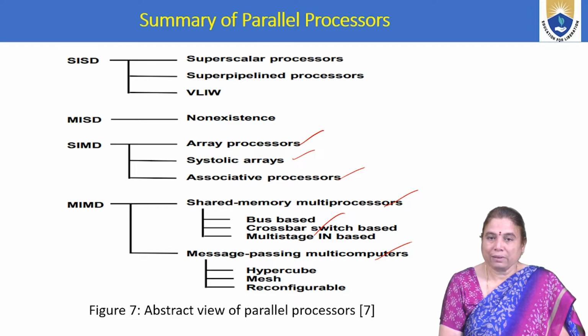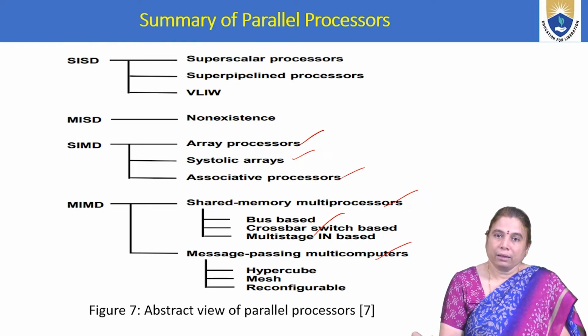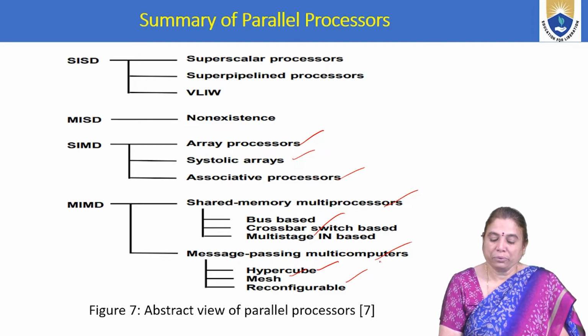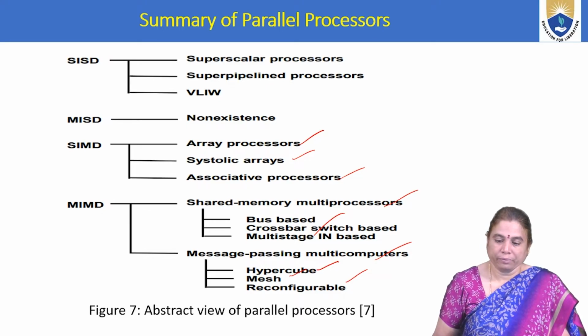In case of message passing, the kernel or the control unit can take care of inter-process communication and inter-process synchronization mechanism. So here the internal structures can support hypercube, mesh, and reconfigurable architectures, which can be used in the message passing multi-computers.